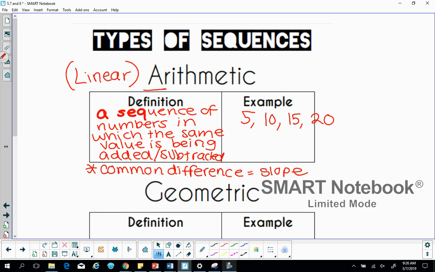Another example could be -2, -7, -12. What's this common difference? We call it D. What's being added or subtracted each time here? Good, so subtracted 5, so -5. What about this one? What's being added here? 5. So we call that D, your difference. Common difference is just another way of saying it.